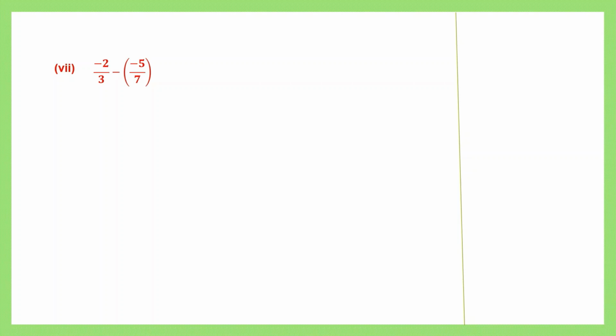Question 7. Minus 2 by 3 minus 5 by 7. So this time it is subtraction. Let's write it down. Minus 2 by 3. Now here we're going to remove the brackets. So when you remove the brackets, you need to see the sign before that. It's minus, isn't it? So the sign of the rational number inside will change. So minus 5 by 7 will now become plus 5 by 7.